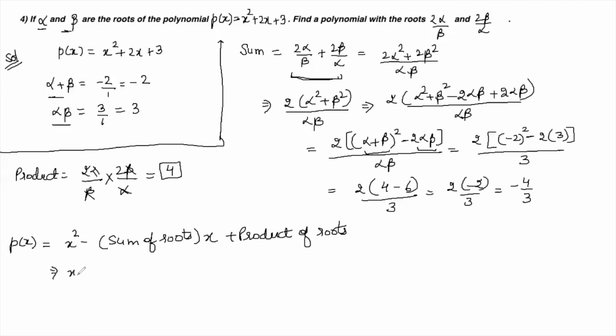So now I'll input the value, sum of the roots. It is minus 4 by 3. So it would be minus 4 by 3 into x plus the product of the roots, that is equal to 4. So finally I can write it as x square plus 4 by 3 x plus 4. So this is the required polynomial whose roots are equal to 2 alpha upon beta and 2 beta upon alpha. So I hope this question is clear to you all.